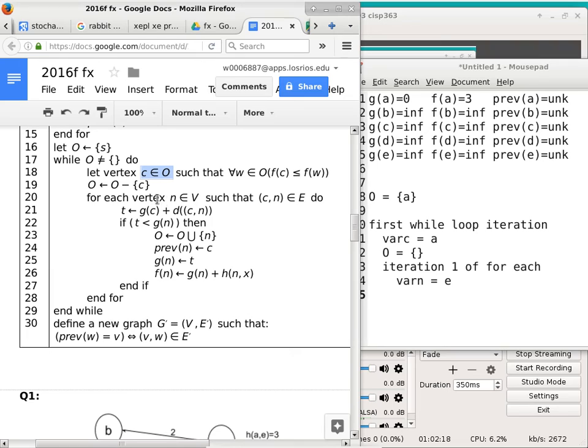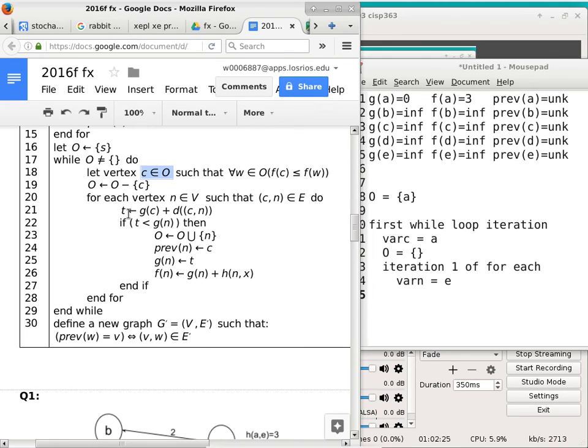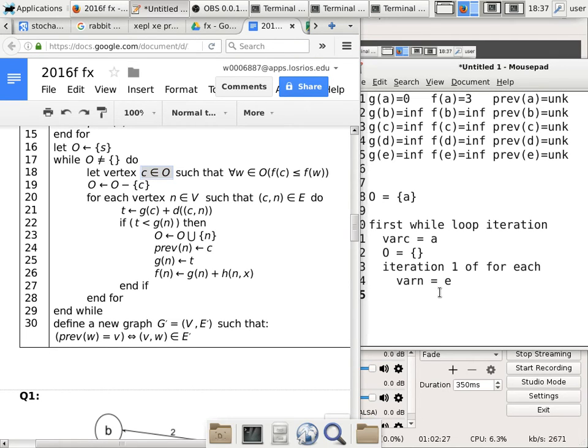Once we have chosen a particular vertex as the neighbor of the vertex that we are dealing with, the first thing we want to do is to compute T. So let's go ahead and do that. T is going to be, in this case, G of A plus the cost of the edge going from A to E. And what is that going to be? Just based on what you see on the screen right now, can you help me compute T?